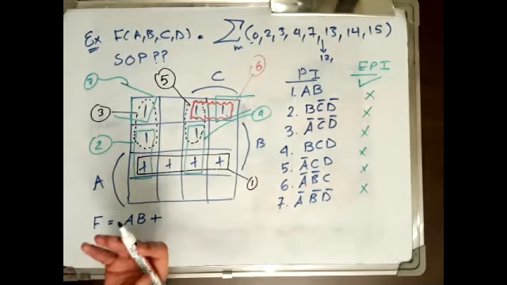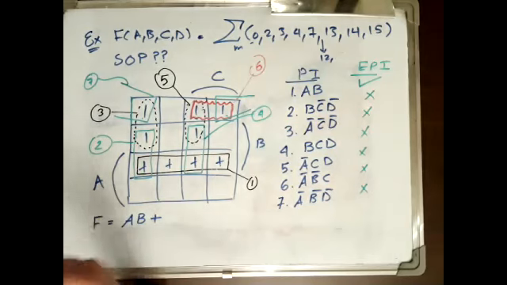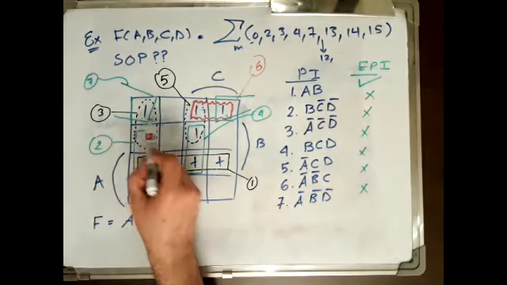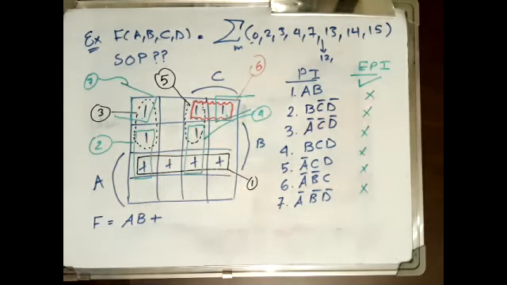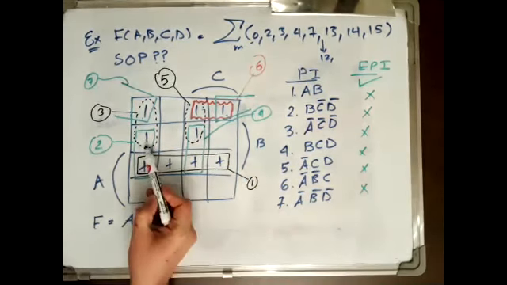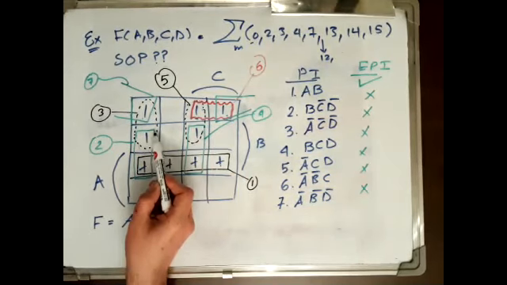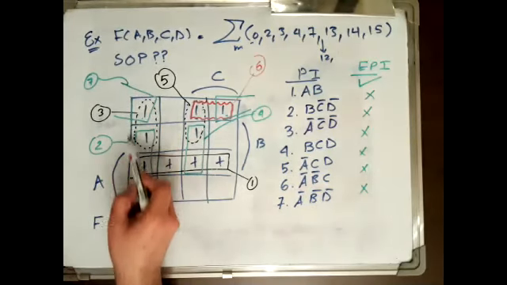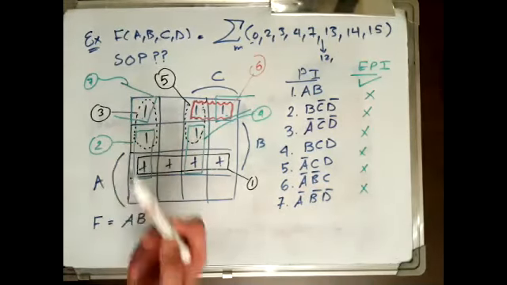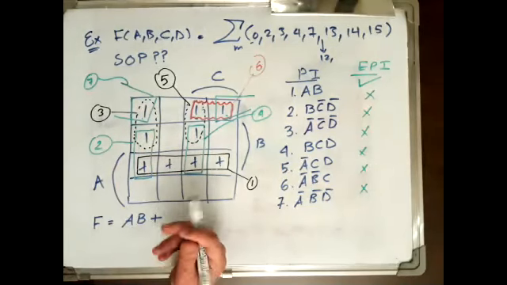In order to define the function, we need to cover all the ones or all the minterms. So we need to write the logic expressions that cover these five ones. And now we have multiple choices. For example, for this one, what is the best way to cover this one? We have two choices. Either we take prime implicant number two, or we take prime implicant number three. Which one is better? Rand.